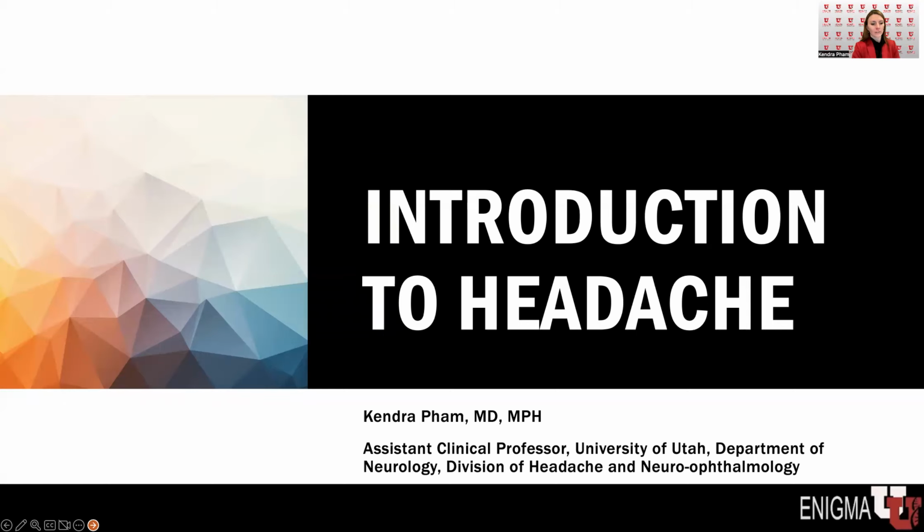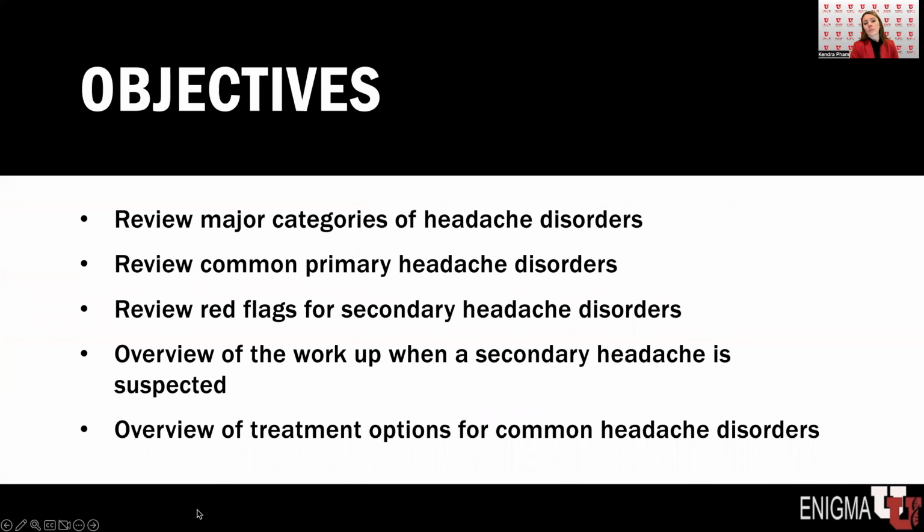So the objectives for today will be to review major categories of headache disorders, review common primary headache disorders, review red flags for secondary headache disorders. We'll go over an overview of the workup when a secondary headache is suspected. And we'll do an overview of treatment options for common headache disorders.